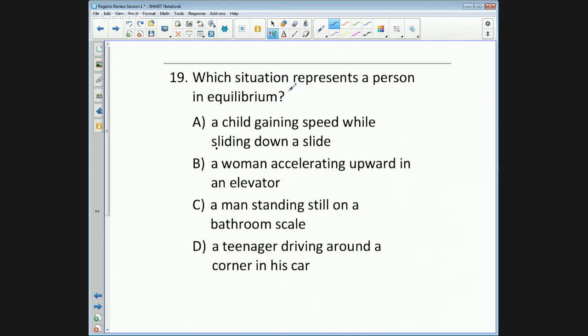Number 19, which situation represents a person in equilibrium? A child gaining speed while sliding down a slide, a woman accelerating upward in an elevator, a man standing still on a bathroom scale, or a teenager driving around a corner in his car. Okay, equilibrium means that the forces are balanced. And if the forces are balanced, that means that acceleration equals 0. If acceleration equals 0, that means that the speed is constant.